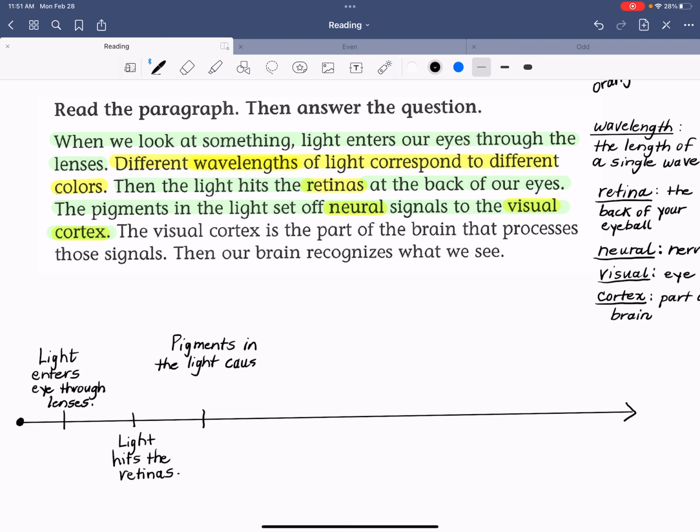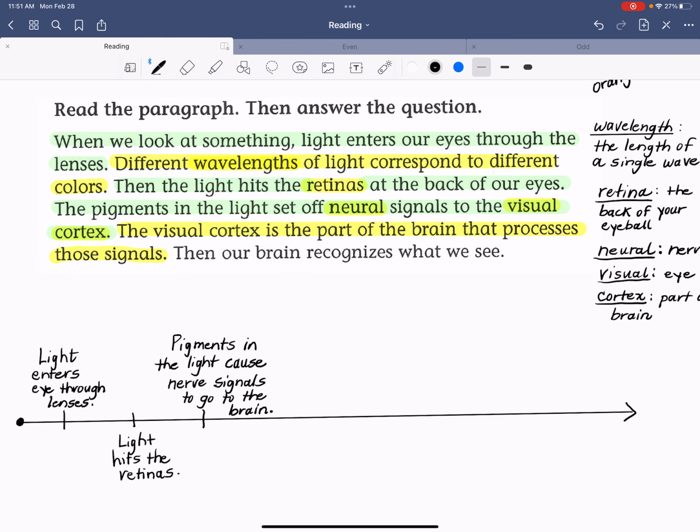Cause, that's another word for set off. So we have a cause and effect happening here. And instead of neural, I'm going to say nerve signals. To go to the visual cortex, I'm just going to say brain. Because remember, I'm trying to understand this in everyday terms. So I'm translating it into terms that I can understand. Now, here's another one of those things that it's not happening. It's just a fact of science, that the visual cortex is the part of the brain that processes the signals.